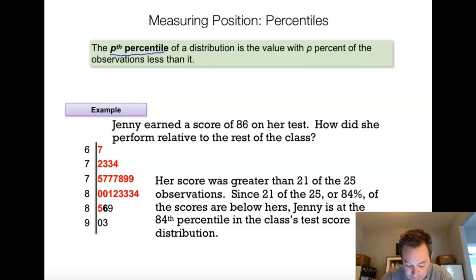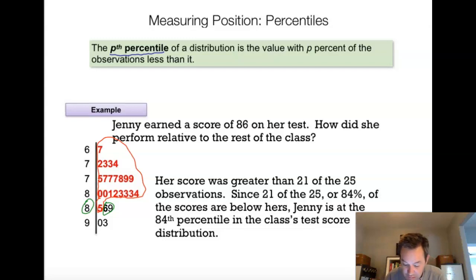So as an example, Jenny earned a score of 86 on her test. How did she perform relative to the rest of the class? So basically what we're trying to find is Jenny's percentile. So she got an 86. We can see her score right here. So that's the 86, and all of these people scored below her.